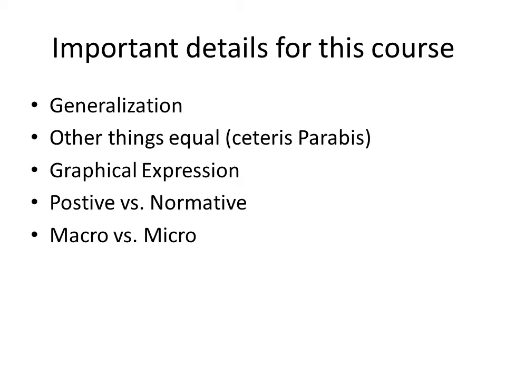Some important details for this course and the way we're going to approach it. First of all, economics makes lots of generalizations. For instance, one of the first things we'll run into is supply and demand. And we will say when price goes up, people tend to buy less. That is a generalization. Occasionally somebody will come up with an example where that's not true, but again, in most cases it really is, or there's another reason that has occurred.